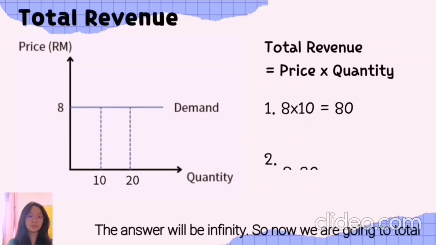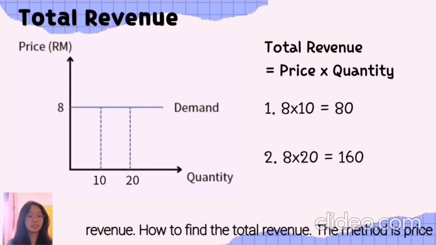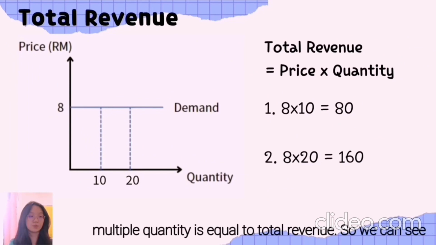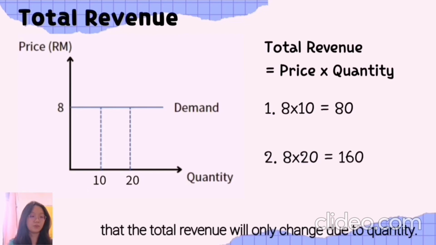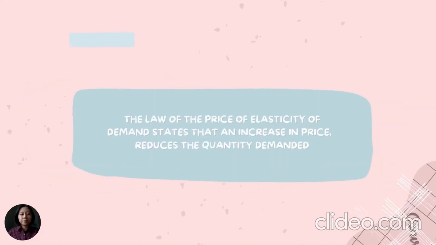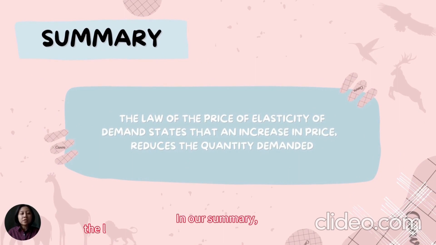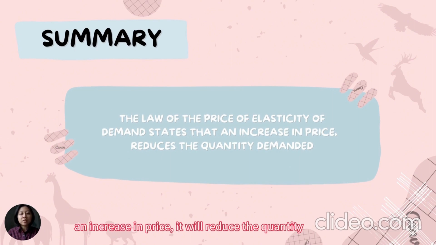So now we are going to total revenue. How to find the total revenue? The method is price multiplied by quantity equals total revenue. So we can see that the total revenue will only change due to quantity. In our summary, the law of price elasticity of demand states that an increase in price will reduce the quantity demanded.